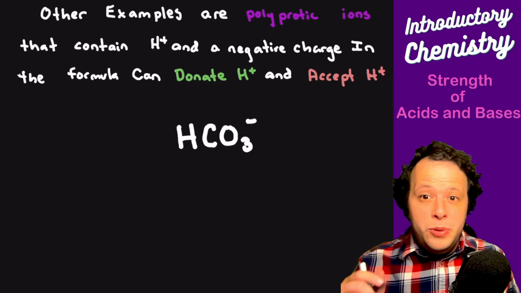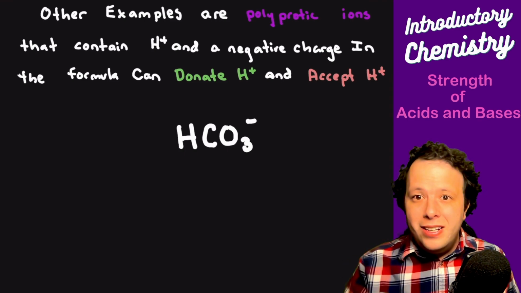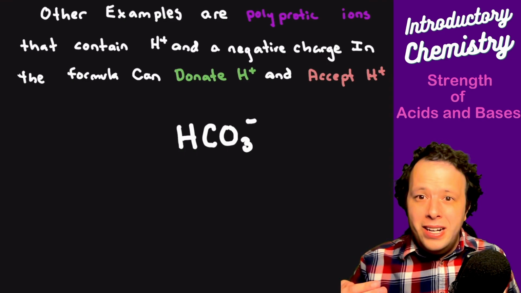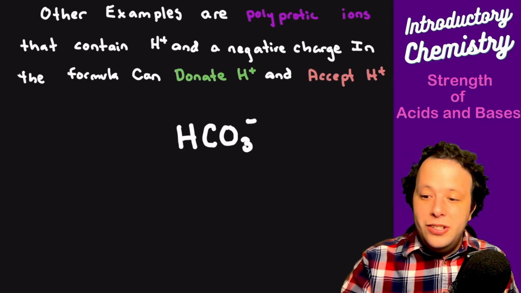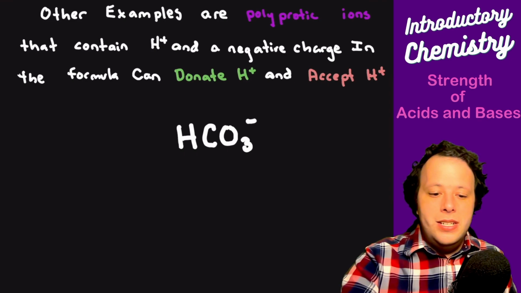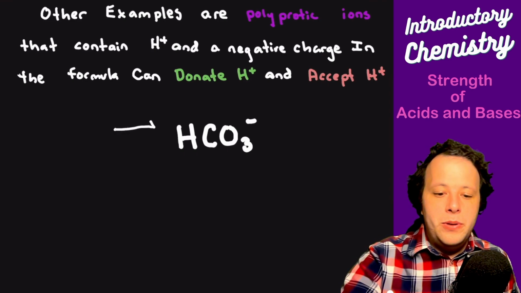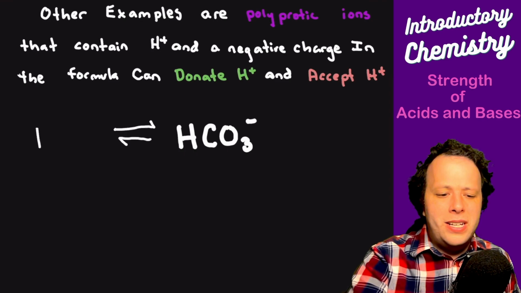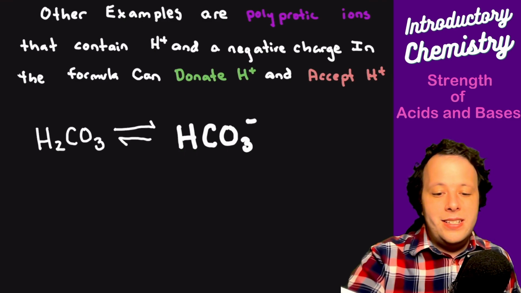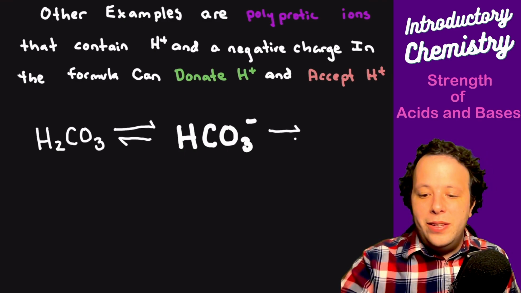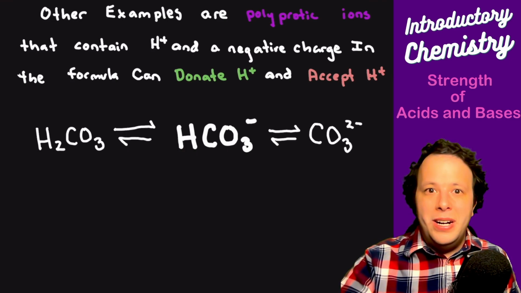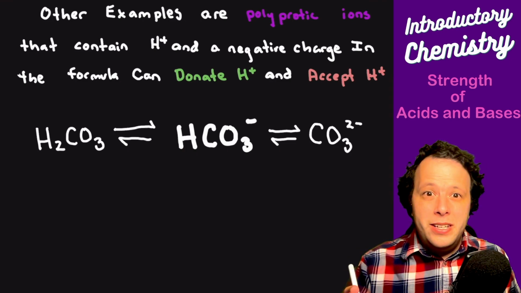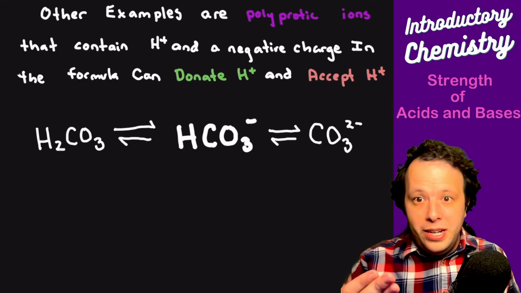Other examples of amphoteric molecules are polyprotic ions. Something like HCO3- can behave like both an acid and a base, meaning it can either donate a hydrogen or receive one. For example, if I draw both sides, if I have an additional proton, we will have carbonic acid, H2CO3. On the other way, if I lose a proton, I will have CO3 2-. So with this particular molecule, it could either receive one or donate one away.